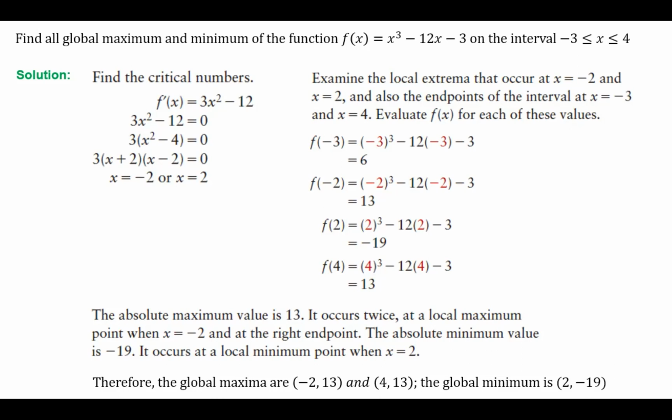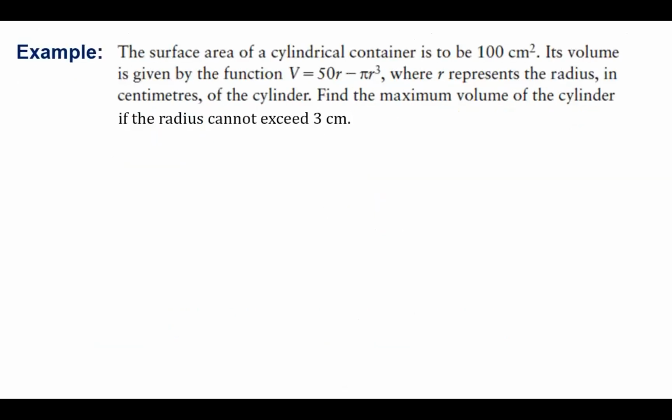All right, if you don't have any questions, let's see another example. So let's consider a real world problem here. The surface area of a cylindrical container is to be 100 square centimeters. Its volume is given by the function V equals 50r minus pi r cubed, where r represents the radius in centimeters of the cylinder. Find the maximum volume of the cylinder if the radius cannot exceed 3 centimeters.